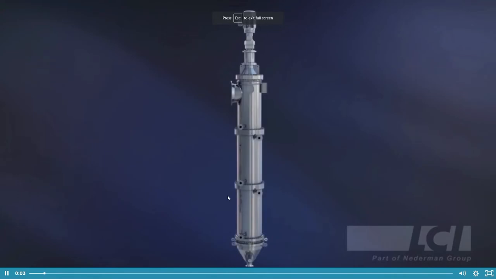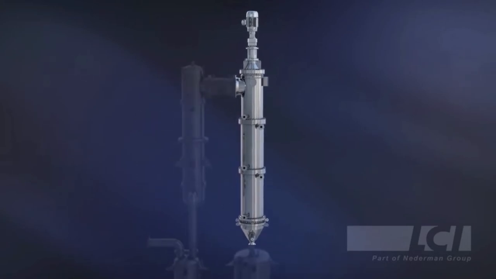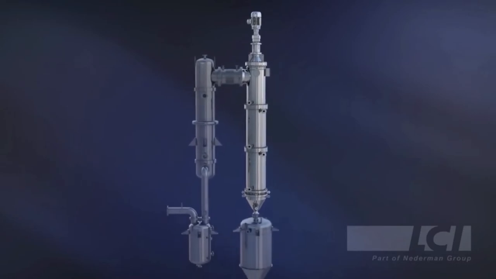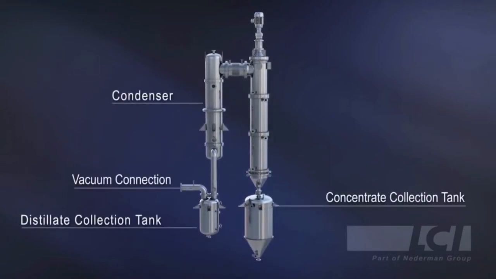First, the raw liquid is poured inside the wiped film evaporator through its inlet feed. The evaporator's rotor blades rotate to evenly distribute the liquid to the machine's heated inner surface and create a thin film. The liquid's more volatile compounds evaporate through conductive heat transfer.